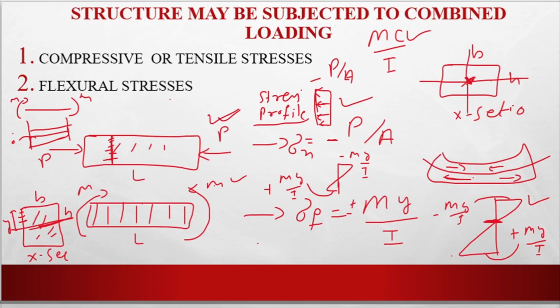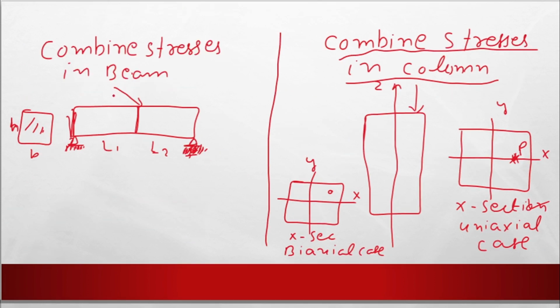After this, what is the scenario in beams and columns? For example, a beam of total length L, with half distances L by 2 and L by 2, and a load P is applied. If you make its components, the vertical load will be equal to P sine theta, and the horizontal load will be P cos theta.